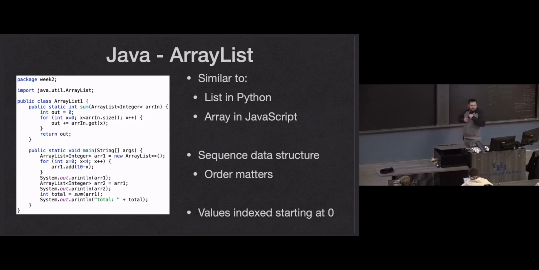So array lists are similar to lists in Python, or arrays in JavaScript. It's our sequential data structure, and everything in this data structure is indexed starting at 0. Just like you've seen in 115, I don't have to belabor that point. But this is the sequential data structure that we're going to use in Java.